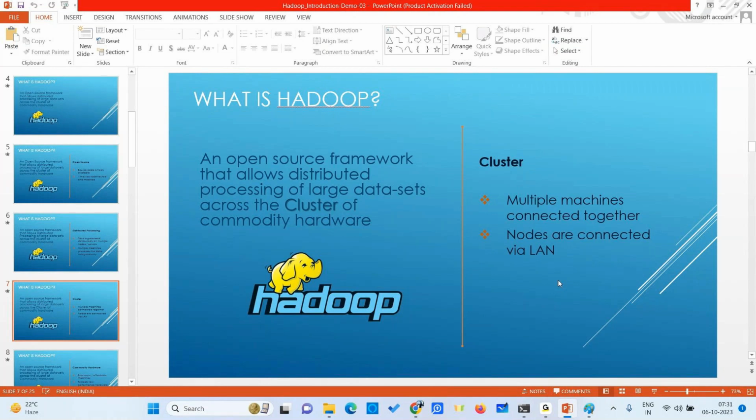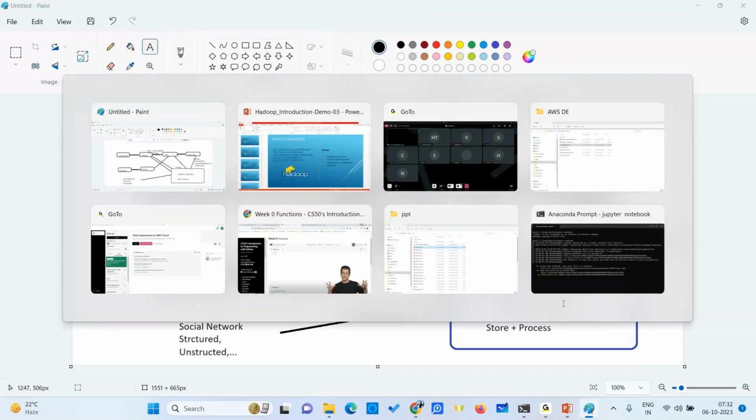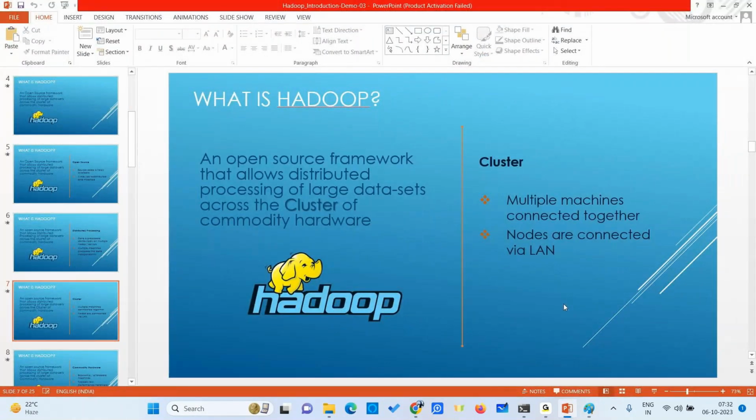What is a cluster? Cluster means multiple machines connected together. Nodes are connected via LAN. That's why here we call them nodes. One master node and 10k nodes, or it may be more. If you apply a search on the Google search engine, internally they have big systems connected on the network. A group of computers connected together is called a cluster. Okay, so those are called nodes.